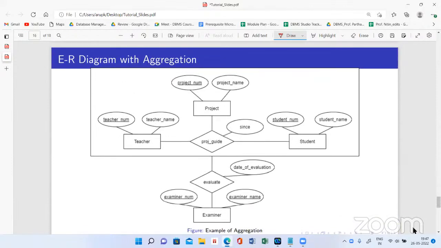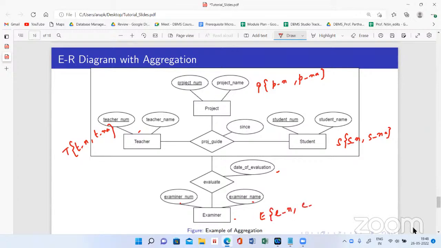So with the evaluate table, I have added one attribute, the date of evaluation, when the evaluation is happening, and the examiner having an examiner number and the examiner name. Now what will these tables have? Teacher, just quickly, teacher number, teacher name. Project will have project number, project name. Student will have student number, student name. Examiner is also easy. It will have examiner number, examiner name.